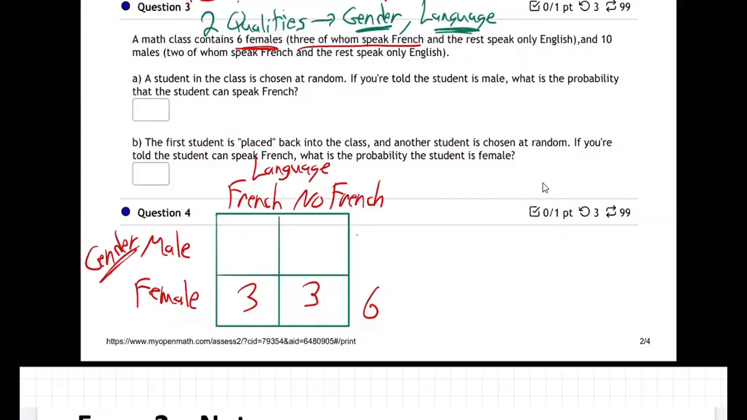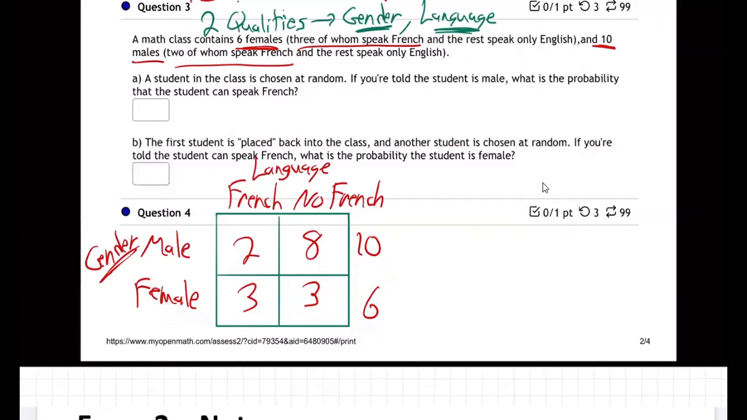And then 10 males, 2 of whom speak French. 2 speak French, so 8 do not. Is that good? 10 males, 2 speak French, 8 do not. All right, so that wasn't too bad, right? This is a little bit easier than some of those other ones have been. Now let's get to the questions.